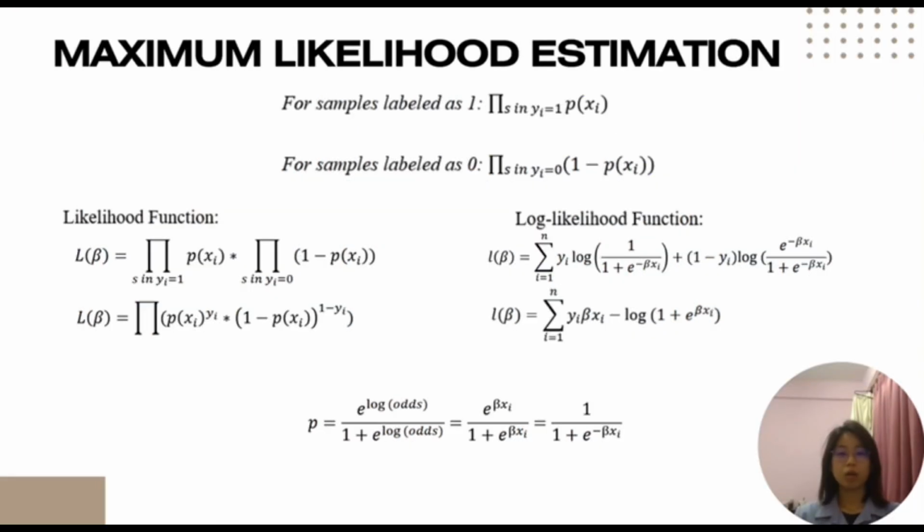Thank you, Farha. Now I will talk about MLE. For a sample labeled as 1, we will have the function equal to pi of x, and for 0, we will have the function equal to 1 minus pi of x. Multiplying these two, we get the likelihood function. After that, we take the log, substitute p(x), and simplify, and we get the log-likelihood function for optimization and estimation.